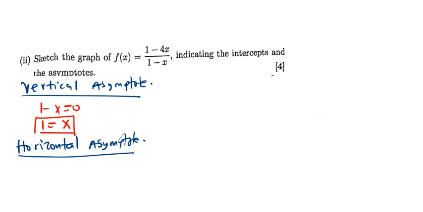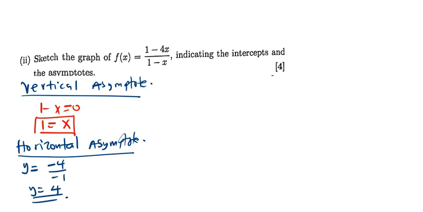If the denominator and the numerator have the same degree of x, then you divide their coefficient of x. In this case, we have 4x on top, which is x to the power 1, and down also x to the power 1. So we divide the coefficient. It's going to be y is equal to, the coefficient of x on top is negative 4, then here negative 1. So therefore, y is equal to 4.